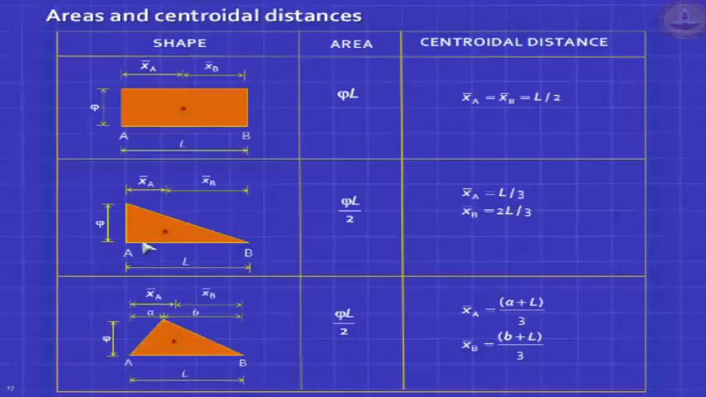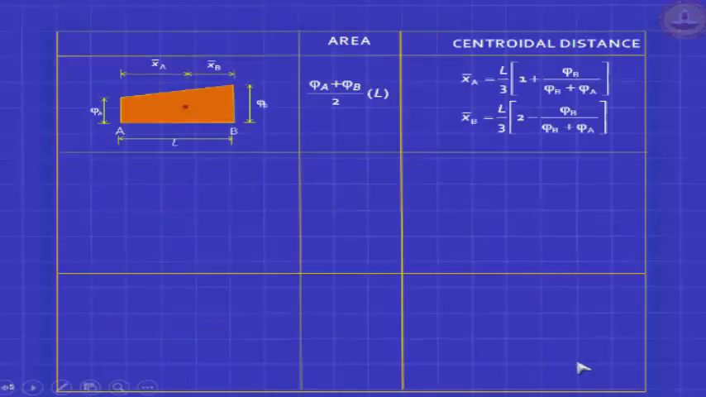If it's not a right angle triangle, but a triangle which is like this, then also the area remains the same, but then you need to know the formulas to locate the centroid. It's very easy to remember. Let's say this vertex divides the span in the ratio A:B. Then the distance from the left end is given by (A plus L) by 3 and the distance from the right end is (B plus L) by 3. You can derive these formulas.